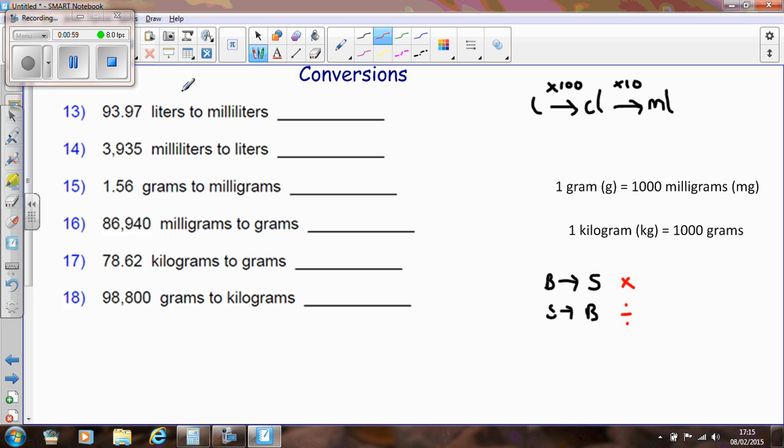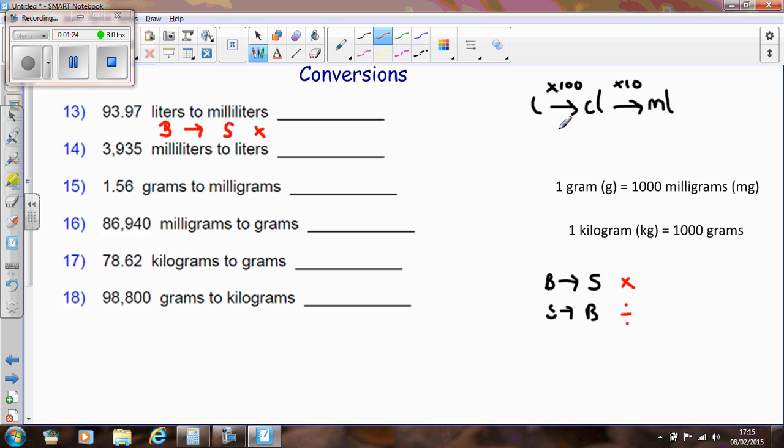So, for example, litres to millilitres. The biggest measurement out of these two is litres. That one is bigger. Whereas millilitres is the smaller one. So we're going from big to small. So big to small is times. So we need to times this number, 93.97, by how many millilitres there are in a litre.